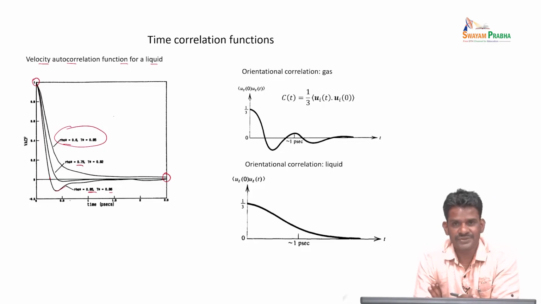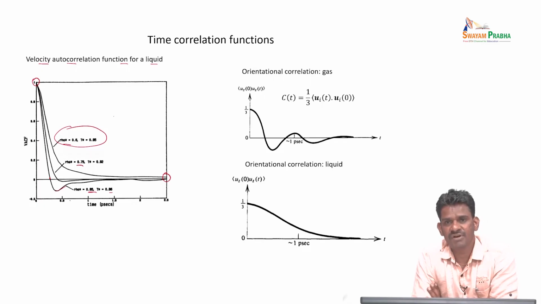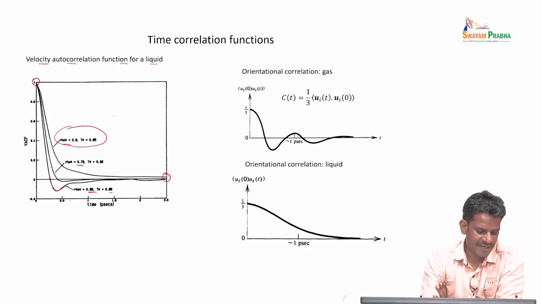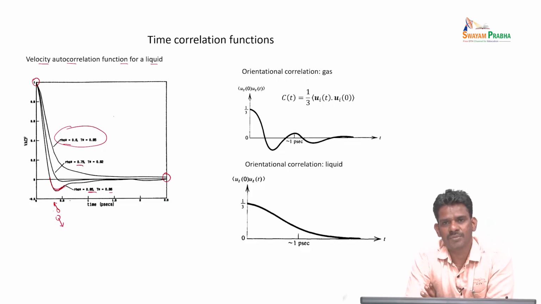So what is the meaning of positive values and negative values? Positive values mean that the velocities are in the same direction, whereas when the values are negative, it means the particles are pointed in opposite directions. The velocities are opposite to each other.